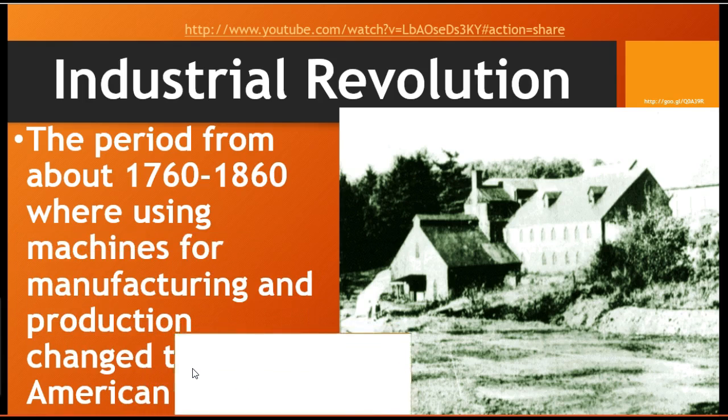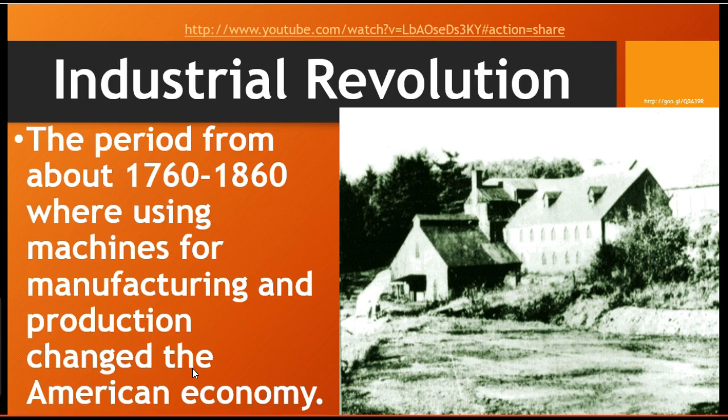And the Industrial Revolution is known as the period from about 1760 to 1860, about a 100-year period, where machines were used for manufacturing and production. And those machines being used for manufacturing and production changed the American economy drastically.